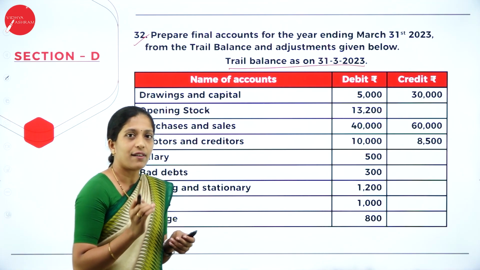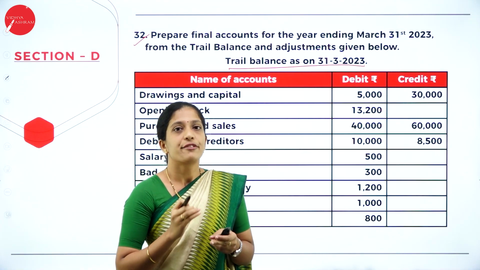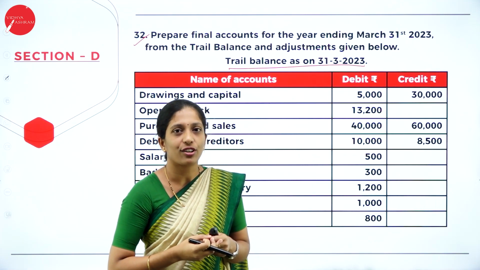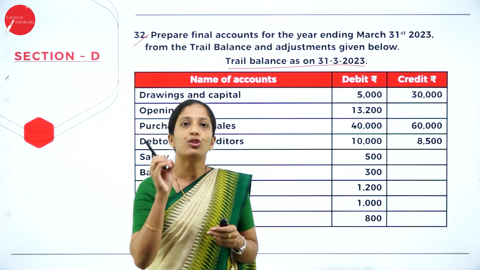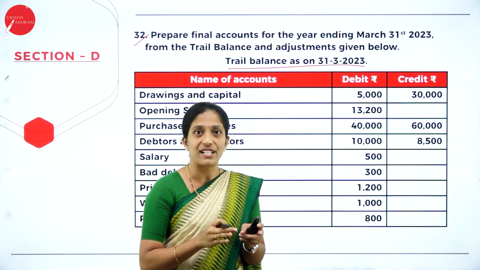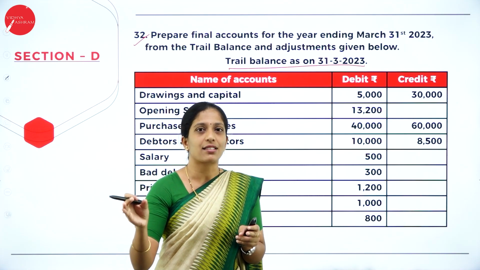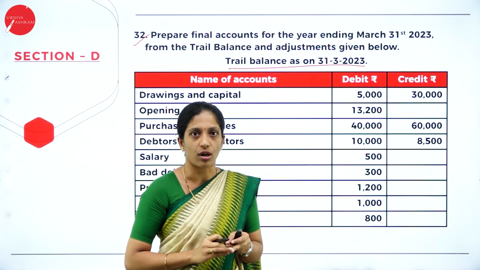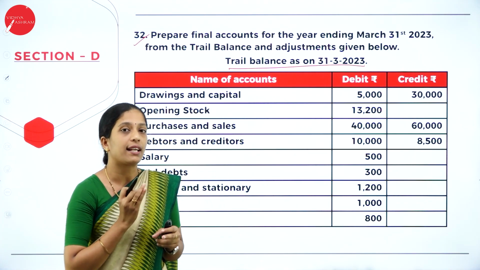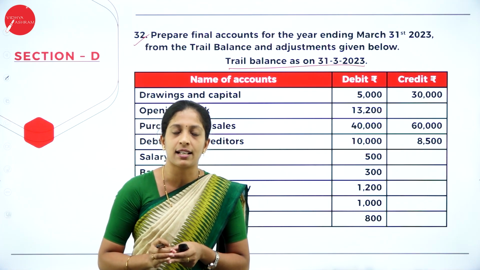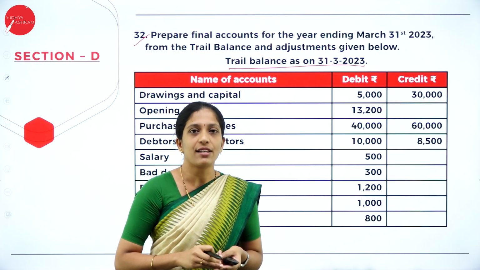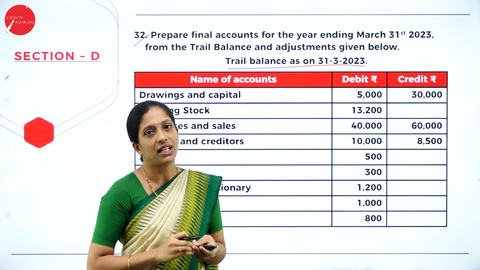So already we have seen a problem where trading account has to be prepared. What type of transactions will you record in your trading account? It starts from opening stock, purchases, and all direct expenses on the debit side, and on the credit side, sales less returns and closing stock. And in the P&L account you will record all the indirect expenses and indirect income so that you will get net profit or net loss. Next will be your balance sheet where you will write all the capital items.